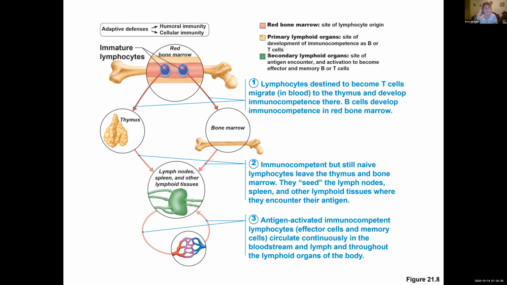And again, naive means they are unexposed to any bacteria, any virus, any other pathogen yet. And then they move to lymph nodes, right? And other lymphoid tissue like spleen. And what it says, they see it over there. And this is where they encounter their antigen.